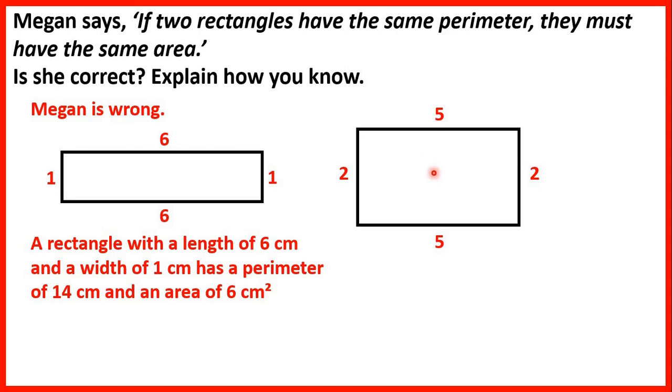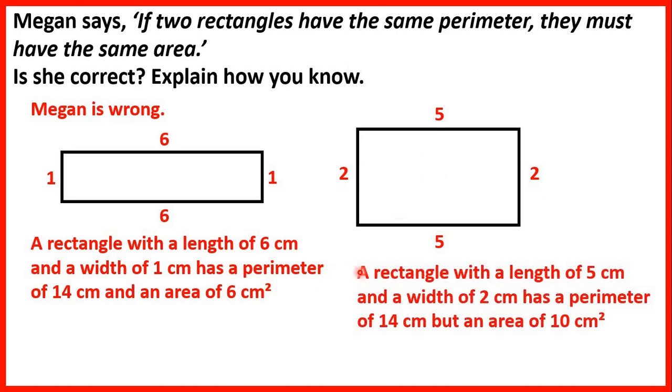But if we have a rectangle with a length of 5 centimetres and a width of 2 centimetres, it has a perimeter of 14 centimetres, because 5 plus 2 plus 5 plus 2 is 14, but an area of 10 centimetres squared, because 2 times 5 is 10. So here we have rectangles with the same perimeter, but they do not have the same area. So Megan is wrong.